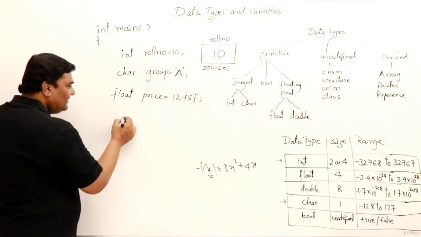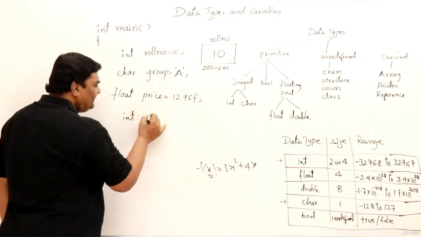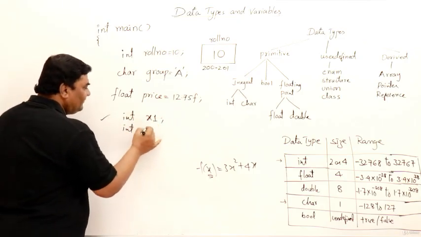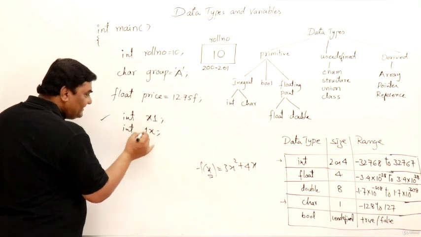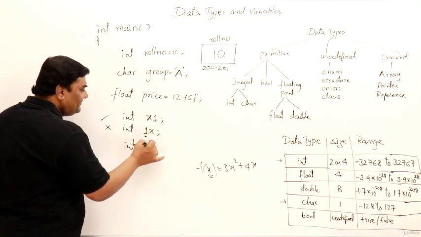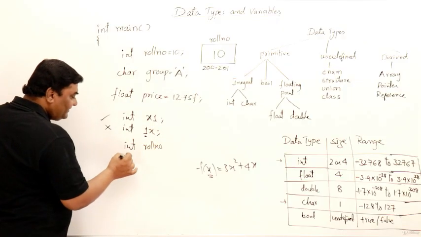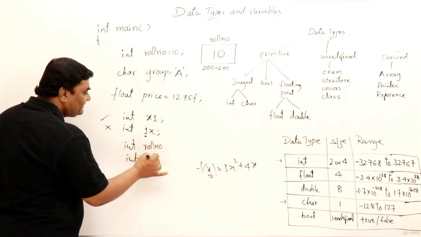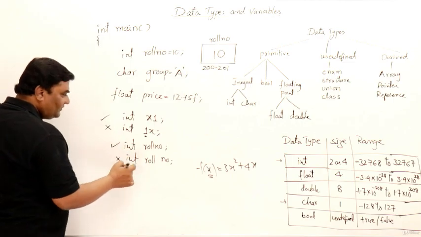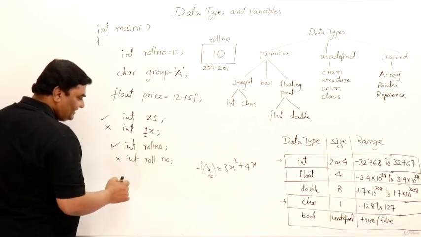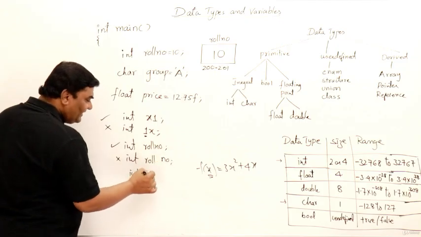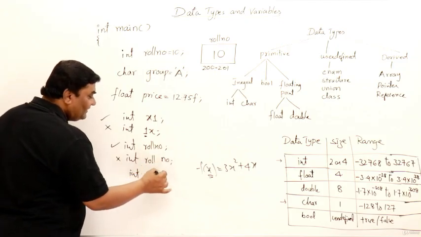Let us see. You can declare a variable like x1. This is valid. But you cannot take a variable 1x, meaning a number in the beginning is not allowed. This is invalid. And you can take a variable name as roll number with an underscore, but you cannot take a variable name as roll space number. This is not allowed. There should not be any space in between a variable name. If at all you want to separate them as two words, then you can use an underscore.